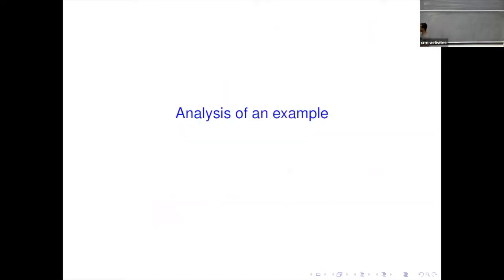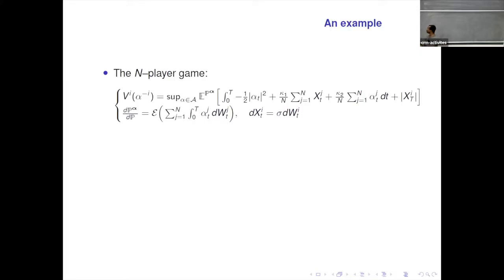So I will start by looking at a simple example, just to convey the idea of the method, and hopefully that would allow you to see how things work. And then when I talk about the general case, it will be a tad more convincing. So I consider this example, which is pretty much a linear quadratic example. The energy here is just the quadratic norm of the control of one given player. I have here kappa 1 times the average of the states, kappa 2 times the average of the controls, and here just the absolute value of the state.